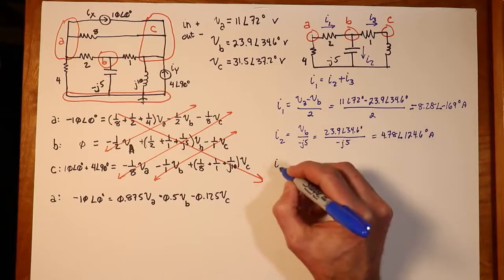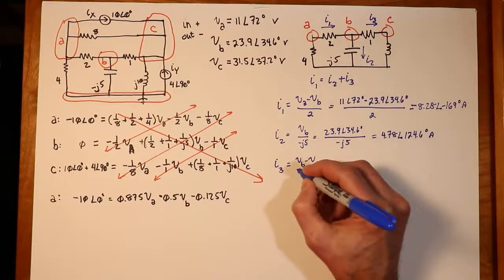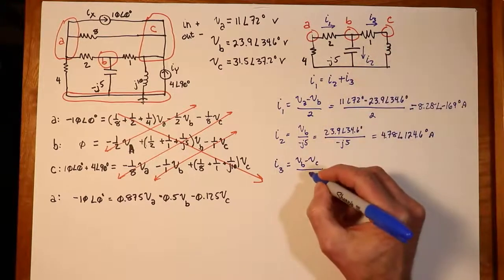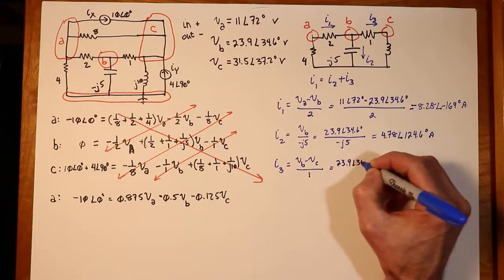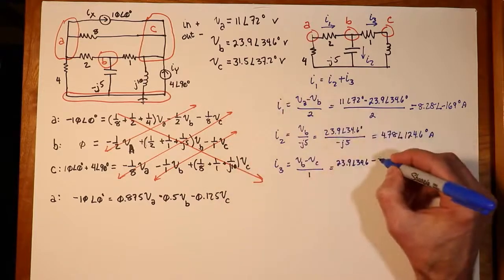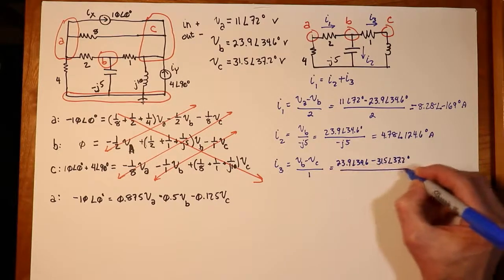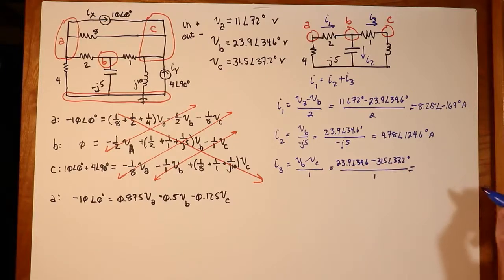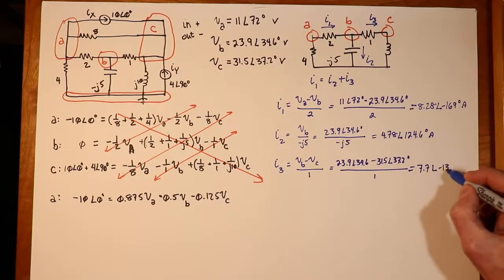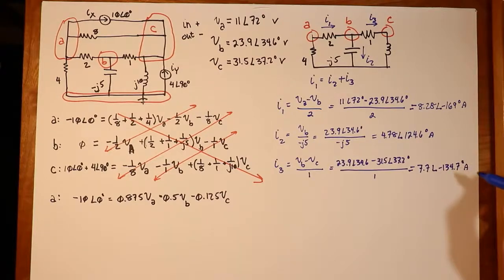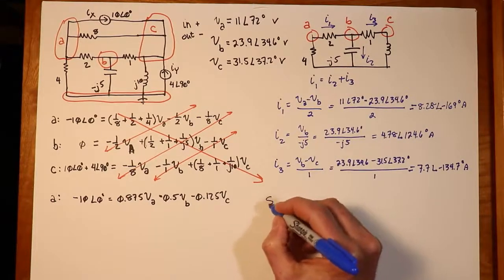And finally, I3. How do I find I3? Well, that's VB minus VC, and we divide that by the impedance in there, which is 1 ohm. So VB is 23.9 at an angle of 34.6. VC is 31.5 at an angle of 37.2. Divide that by 1. And we come up with 7.7 at an angle of minus 134.7 degrees.